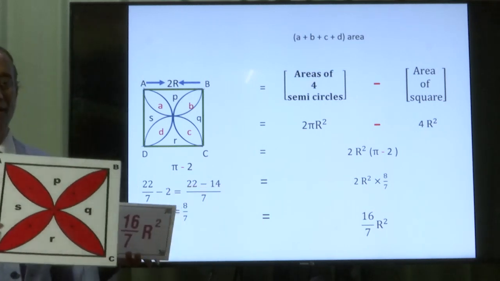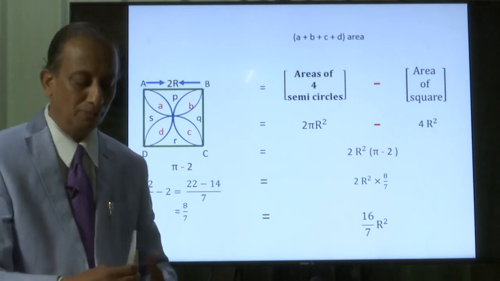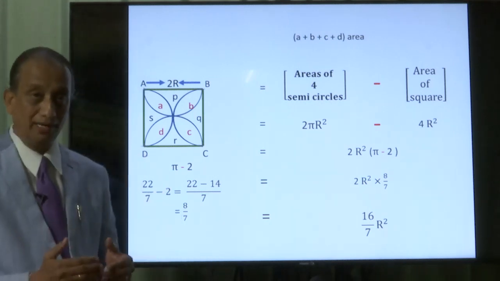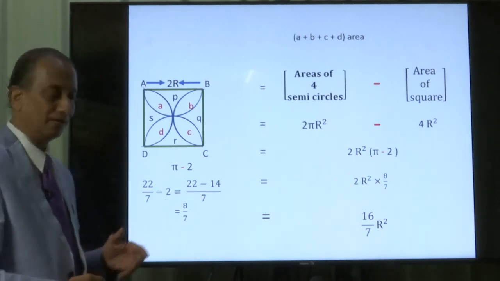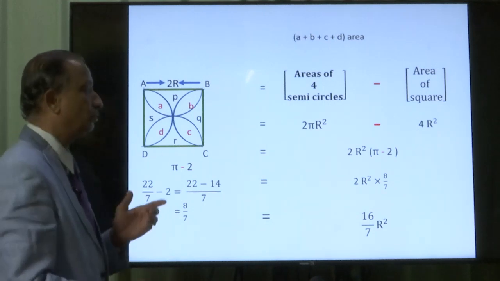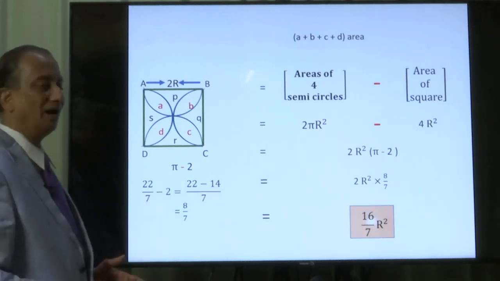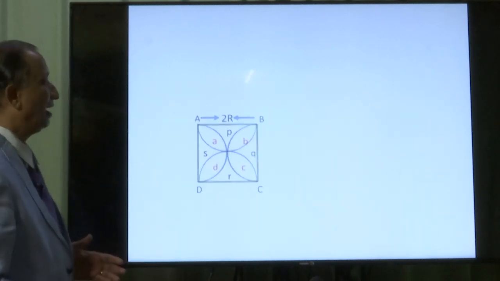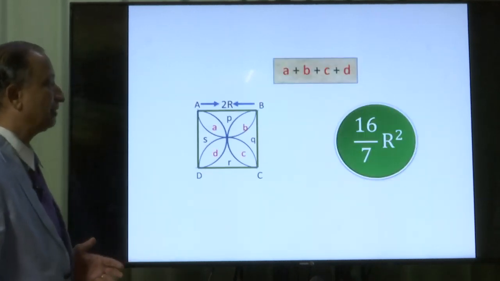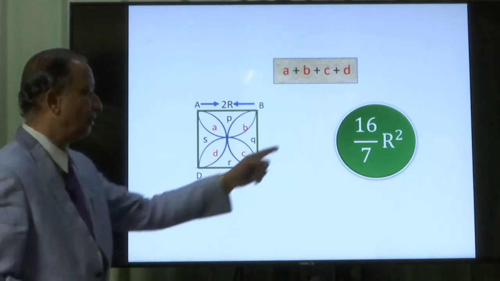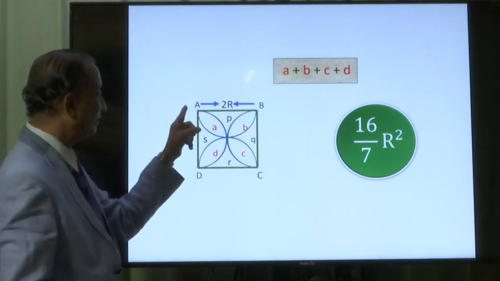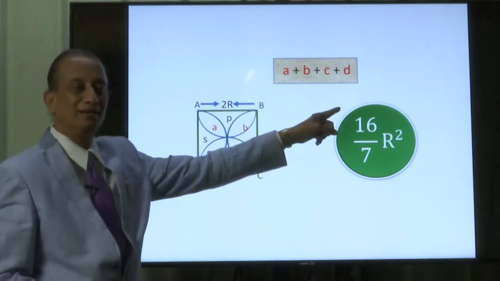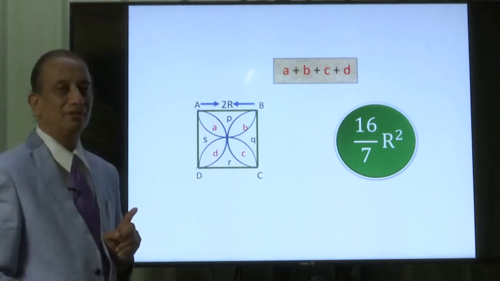Children, in the same way, you can work out all the remaining problems given in our textbook, so that in future, if these kinds of problems appear in any competitive examination, you will be able to solve them in detail, very neatly and quickly also. Okay. Now, therefore, A plus B plus C plus D is equal to 16 by 7 times r square. So, using the radius of each semicircle only, we can easily find the sum of the areas of those four regions.